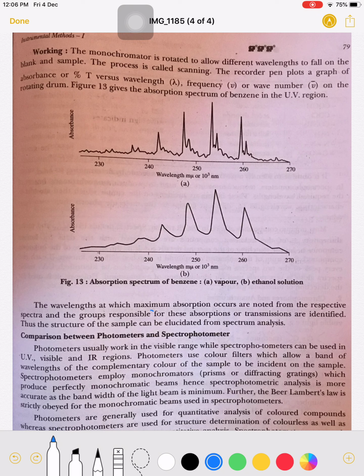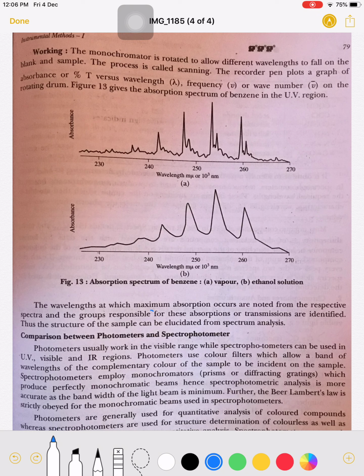So photometers are usually used for the determination of colored compounds, but in a spectrophotometer we can use colorless as well as colored compounds. Spectrophotometers are also much more costly than photometers. So this is the difference between the photometer and spectrophotometer. Photometers usually work in visible radiation, but for spectrophotometers we can use visible, UV and IR radiation. In a photometer we use color filters which allow a band of wavelengths of the complementary color of the sample, but in a spectrophotometer we employ a monochromator, which produces a perfectly monochromatic beam.